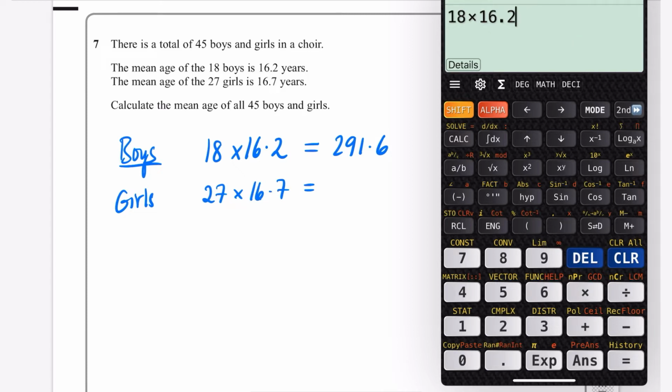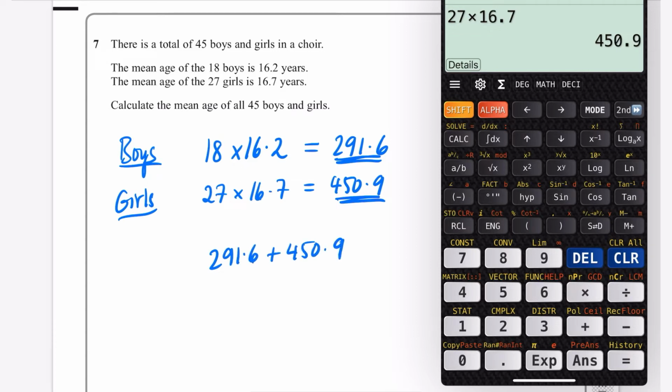I keep doing that on my calculator wrong. 27 times 16.7, which is 450.9. So this is the total ages of the boys, the total ages of the girls. So the total ages overall are 291.6 plus 450.9. And to find the average, we're going to divide the total ages by how many people there are, which is 45. So I'm going to do 291.6 plus 450.9.